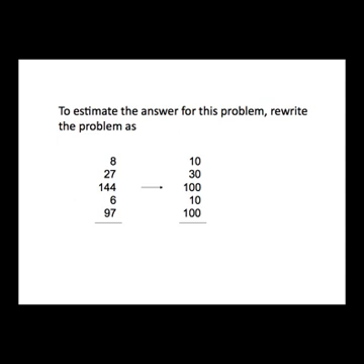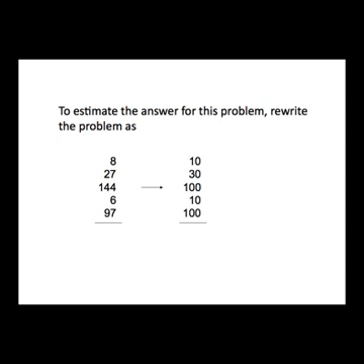Now, it is also possible to estimate an answer for a problem. In this case, we'd rewrite the problem. So, for example, 8 rounds to 10 because it's above 5. If it were below 5, it would round to 0. 27 rounds to 30 because it's above 25. If it was 25 or under, it would round to 20.